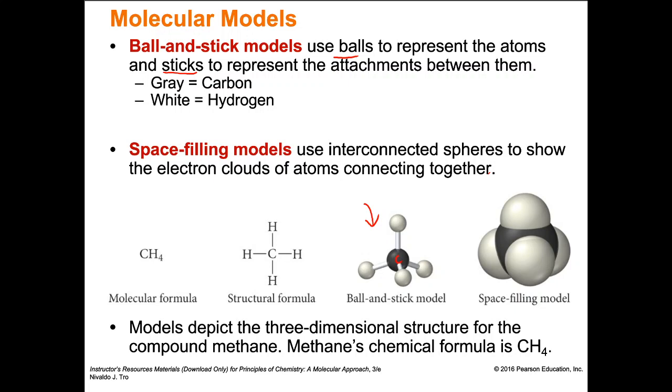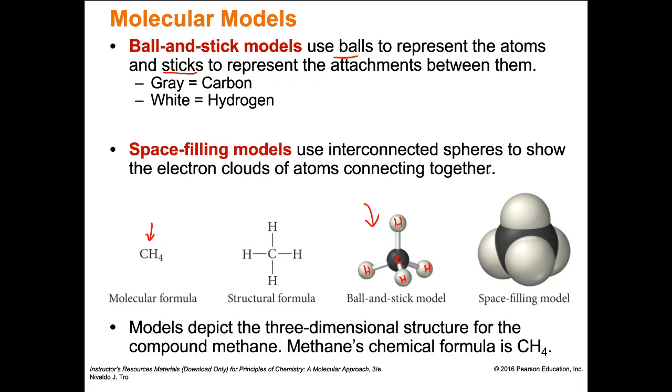So this tells me I have a carbon with 4 hydrogens attached. So these all 4 represent the same molecule, CH4. This one tells me that there's carbon and 4 hydrogens. It tells me exactly what the molecule is, but it doesn't tell me anything about the way it's shaped or the way that the bonds are connected.